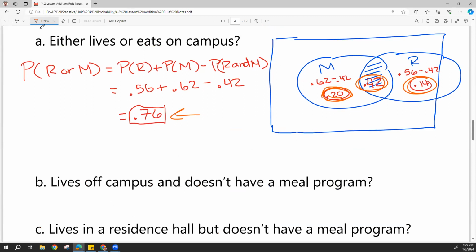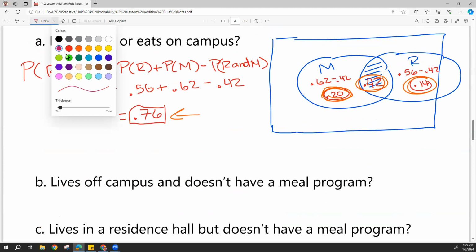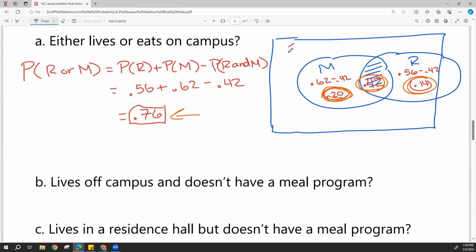We've already sort of calculated these by using the Venn diagram. The students who live off campus, that means they're not in a residence hall and they don't have a meal program. Actually, I didn't calculate that yet. Those are the people that live in this area of the Venn diagram.